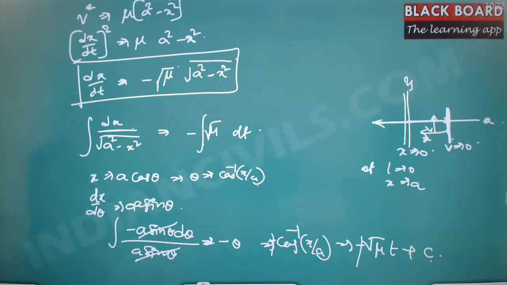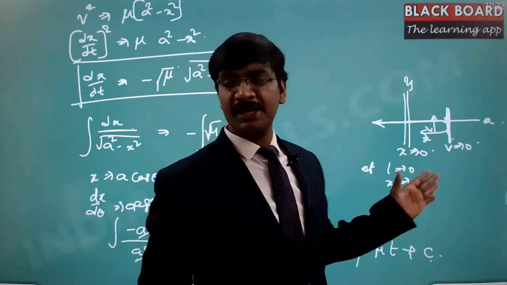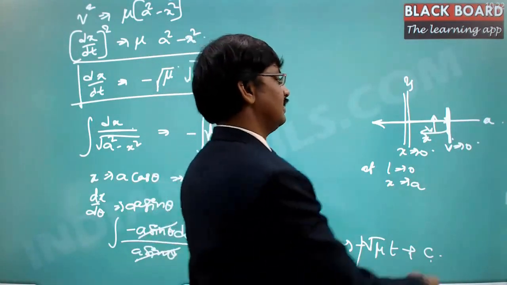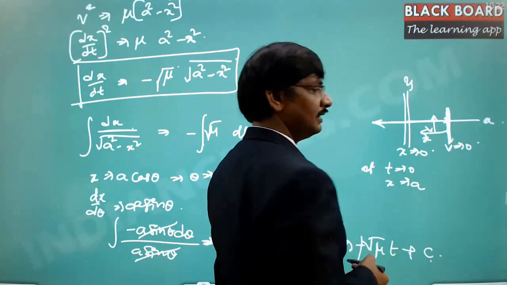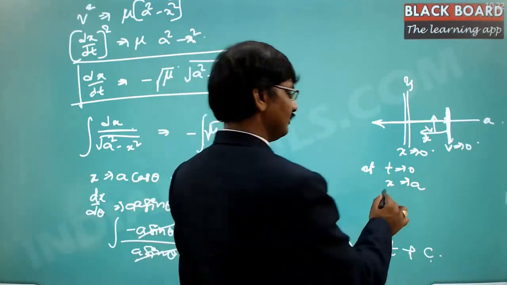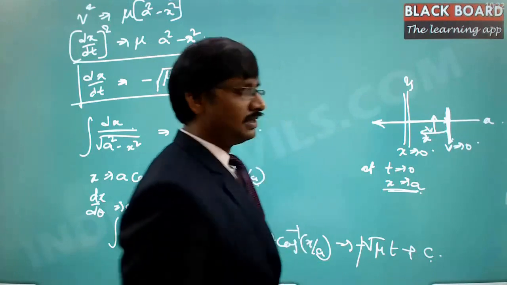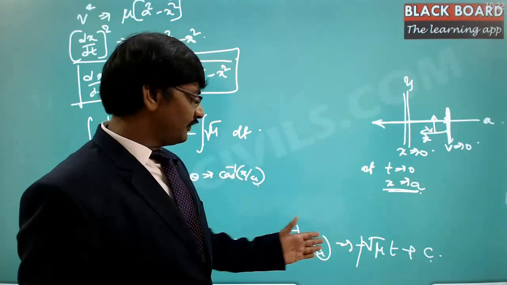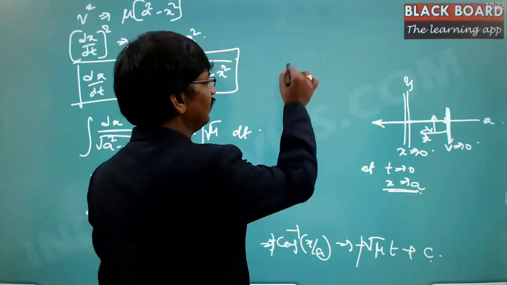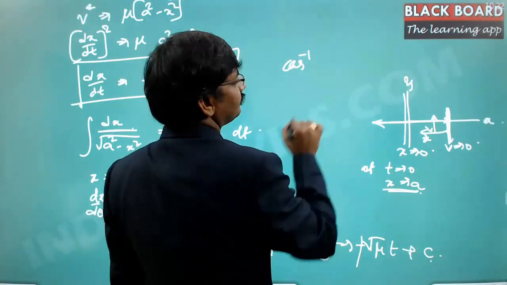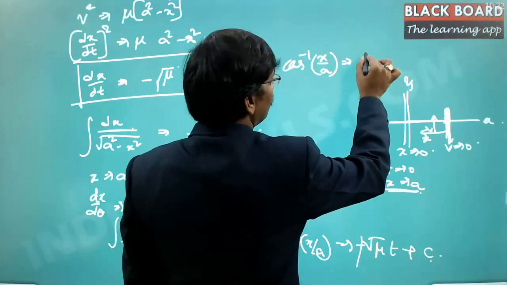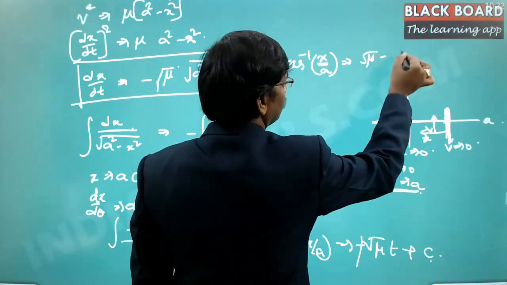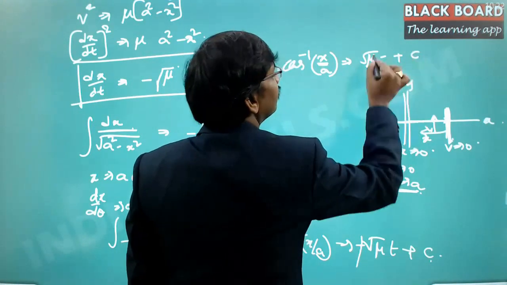So here the initial conditions we are talking about are at the extreme position, where the velocity is 0 and the time is 0, and that is the place where x is equal to a. So that is the maximum amplitude. Now if you put it in this equation, with x equal to a, cos inverse of x by a is equal to root mu t plus c.